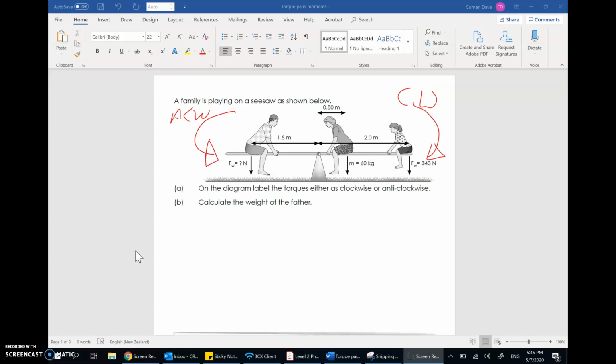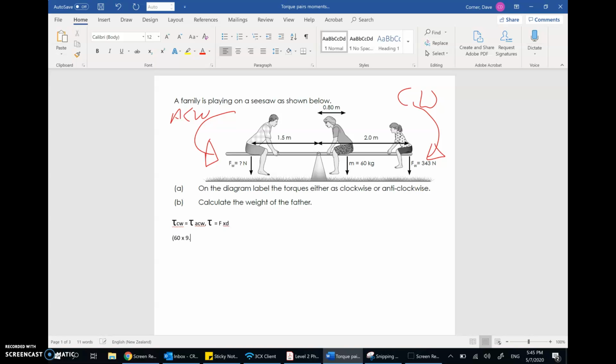So the first statement we make is that the clockwise torque equals the anti-clockwise torque, and after that we need to apply the torque formula to each of the people on the seesaw so that we can work out what the force of the father actually is. So we'll start with the clockwise torques. We'll begin with the mother. We want the force of the mother. She is 60 kilos in mass.